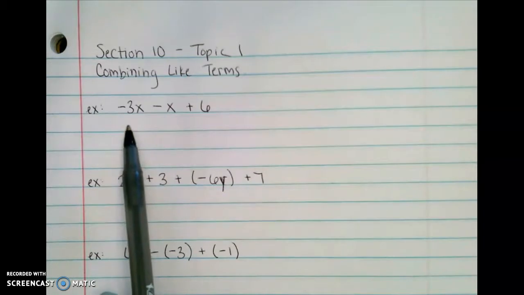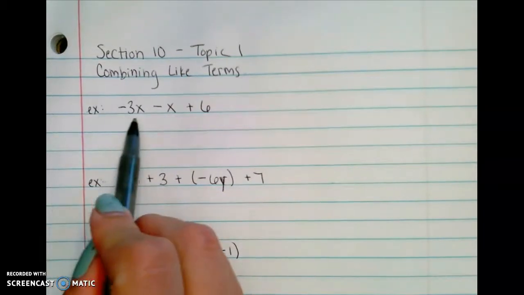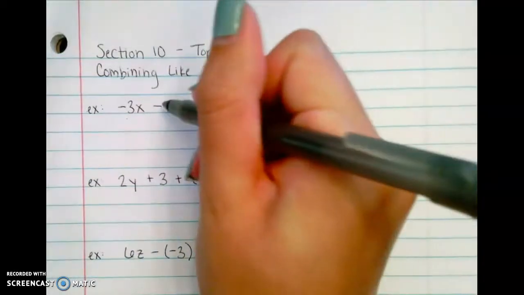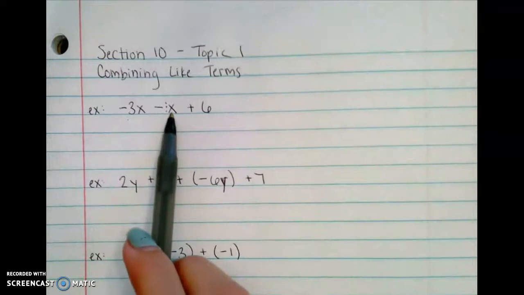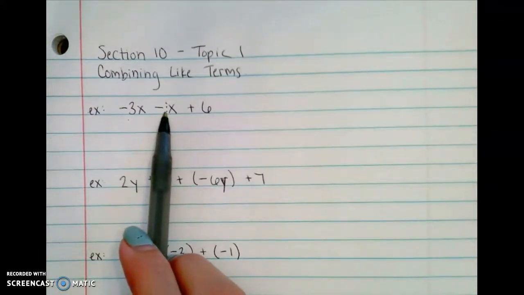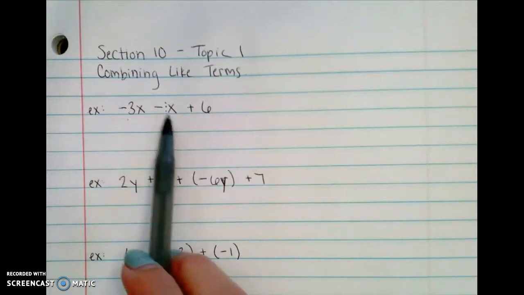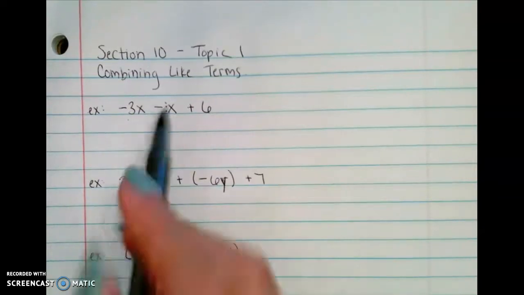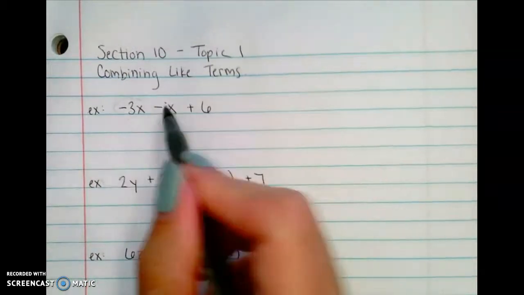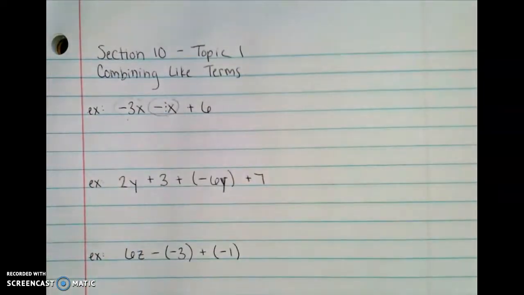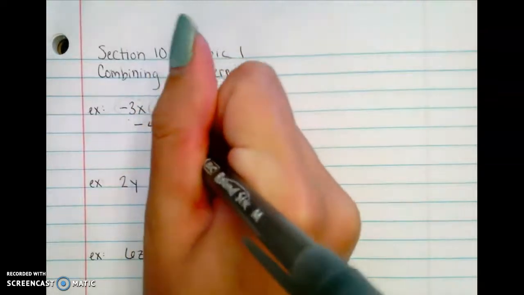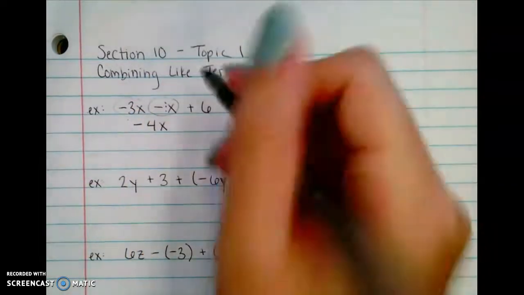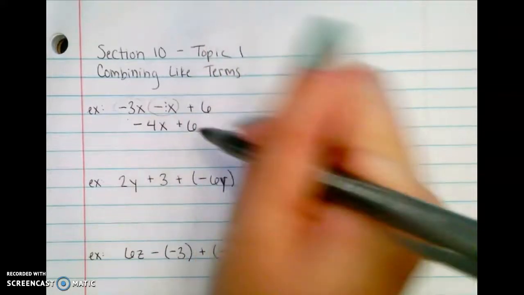This first problem is pretty straightforward, where you have a negative 3x and you have a negative 1x. So remember, if there's not a number in front of the variable, it's a negative 1. So these two are like terms because they both have an x on them. So we're looking at combining negative 3x and negative 1x. And negative 3x minus 1x is negative 4x. The plus 6 doesn't combine with anything, so we just drop it down.